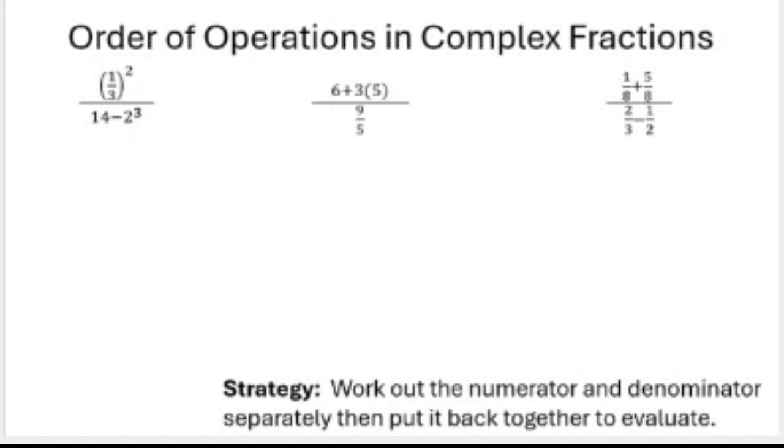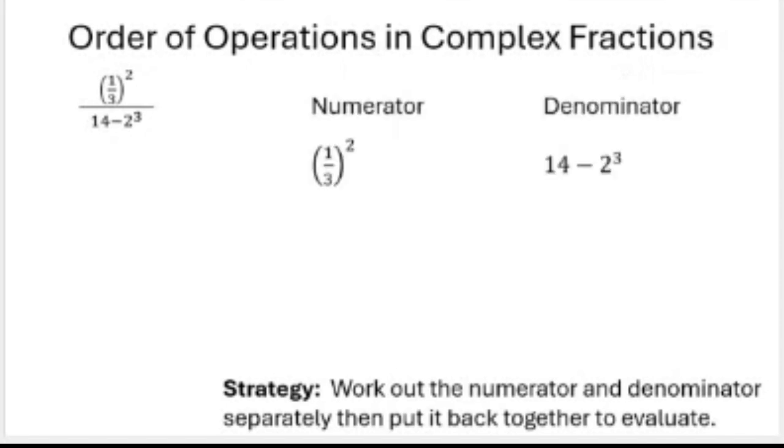Work out the numerator and the denominator each separately. Just go off to the side, work each of them out, then put it all back together to get your final answer. So we're going to do these one at a time. Here's the first one. And I am going to go off to the side. I'm going to work out the numerator, work out the denominator, and then figure out my answer.